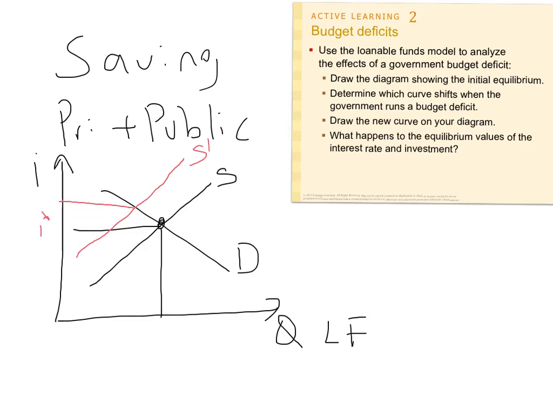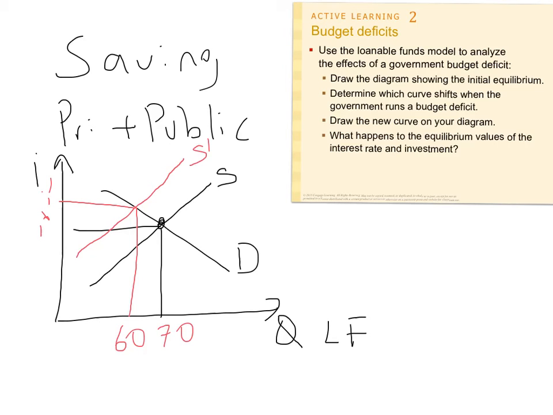The demand side is not going to be affected because the demand side are the ones who want to borrow money. Okay, they are ready for investment, but government saving is included in the saving supply side of the market. You see, at the new equilibrium, there will be less loanable funds. Let's say here 70, now 60 billion loanable funds, and the interest rate will be higher than before.